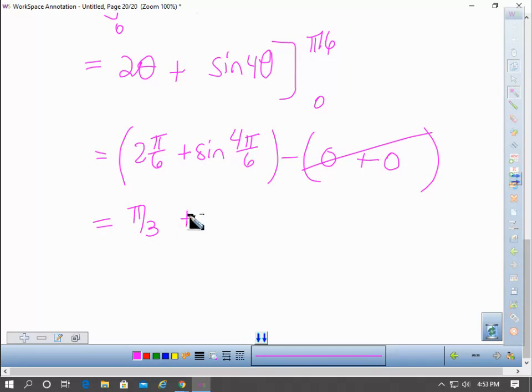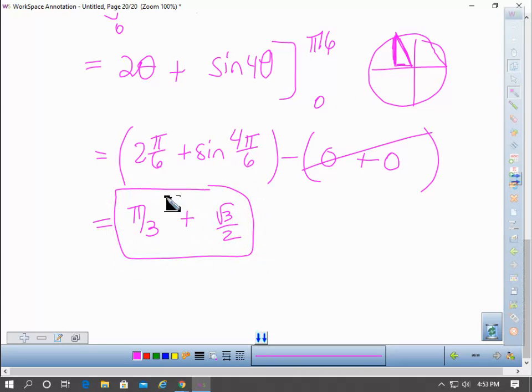And then I just got to figure out what is the sine of 2 pi over 3. So 2 pi over 3 on the unit circle is 120 degrees. So it's over a little, up a lot. I want the sine, so that's the up a lot. So that would be radical 3 over 2. So there's my answer. Pi over 3 plus radical 3 over 2.